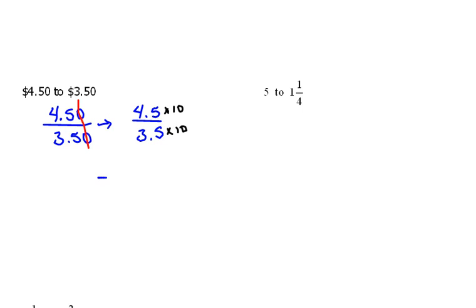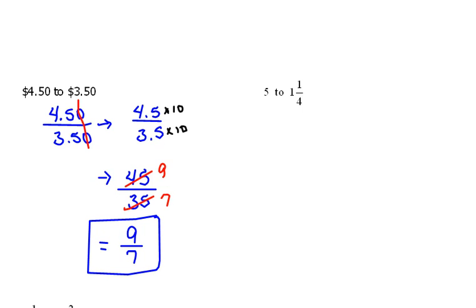But when we do that, 4.5 times 10 gives us 45. It just moves the decimal over. And 3.5 times 10 gives us 35. Again, that just moves the decimal over. So this is a nice trick when working with decimals. And now it's much easier to reduce that fraction because 5 will go into 45 9 times and 5 will go into 35 7 times. So our answer, our ratio of $4.50 compared to $3.50 would be 9/7.